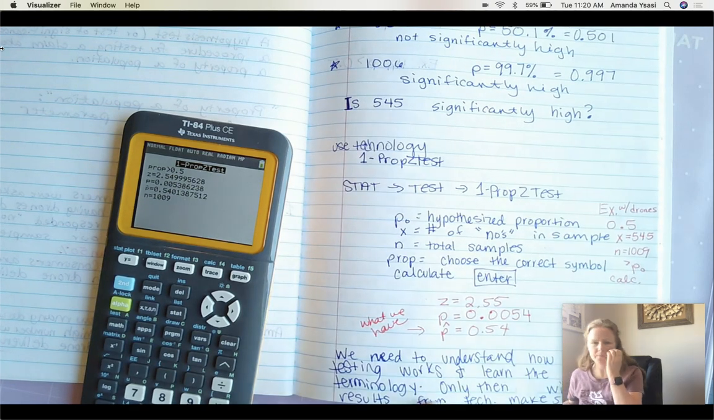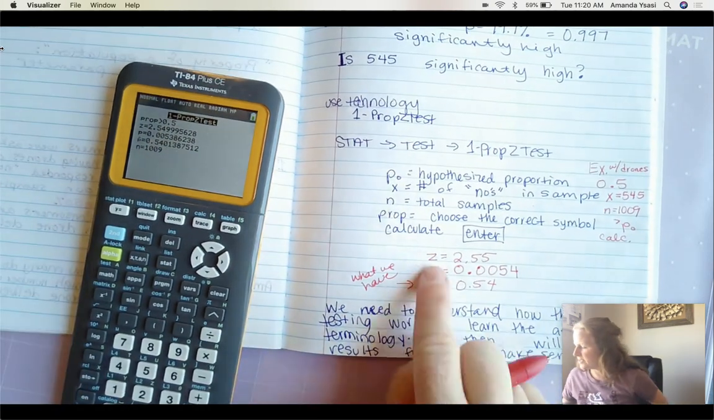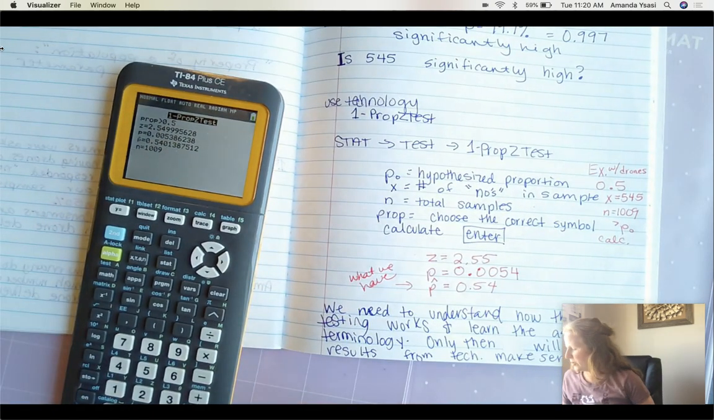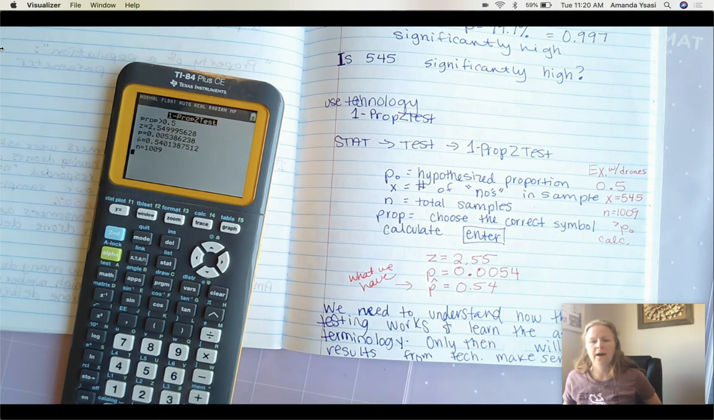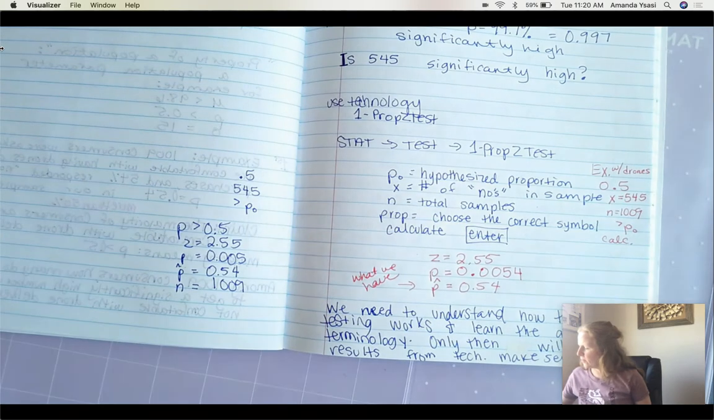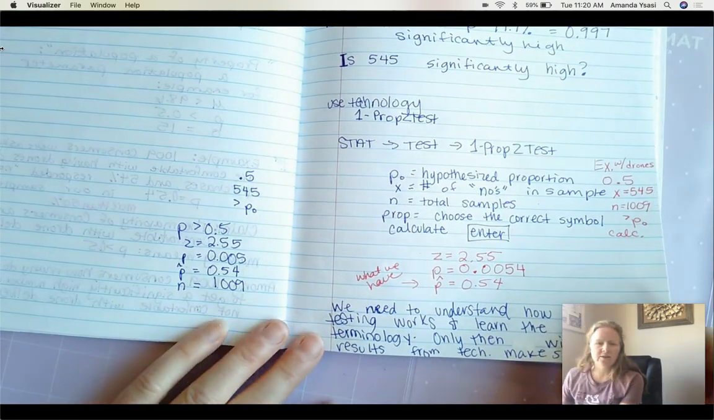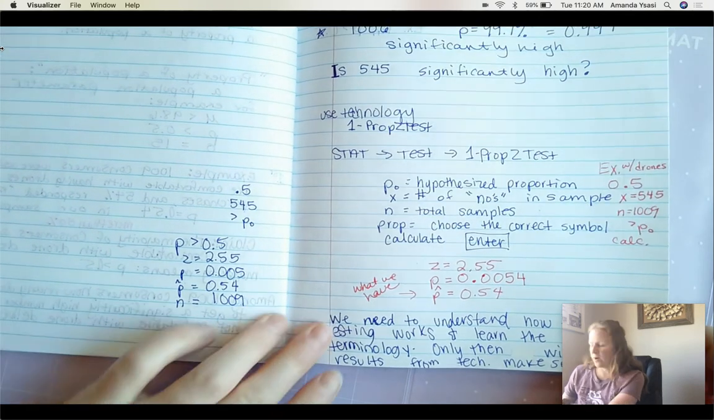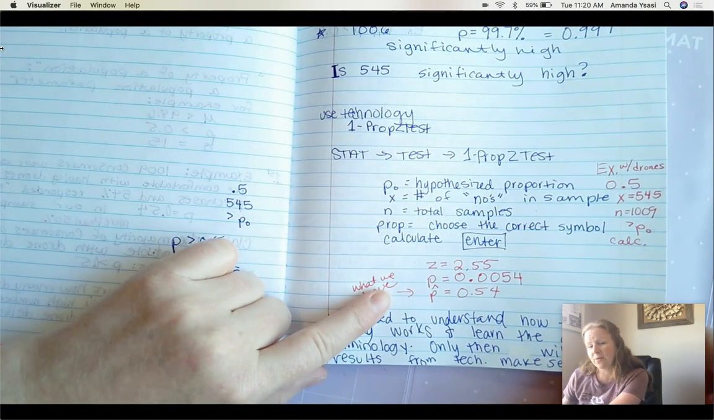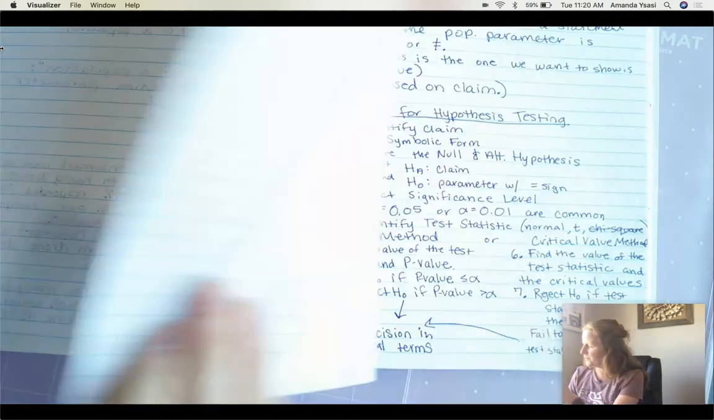Okay. So now that we have this data, we need to learn how to make a conclusion from it, understand what it means. Just looking at technology, just looking at what it is, is not going to get us anywhere. We've got to know how to interpret it and make a conclusion.